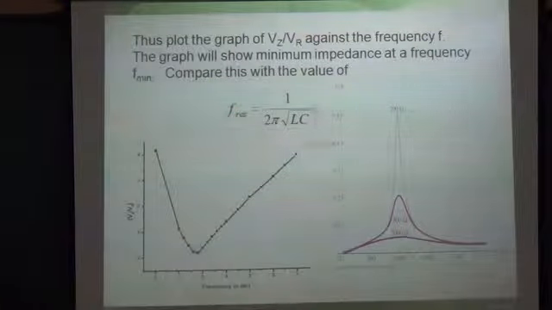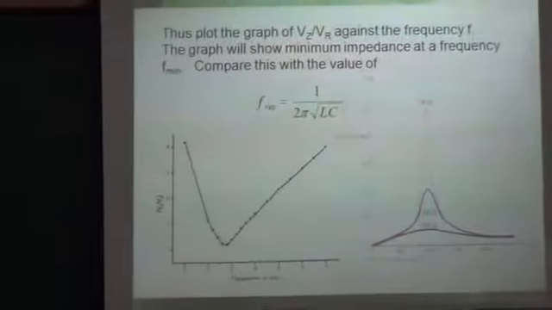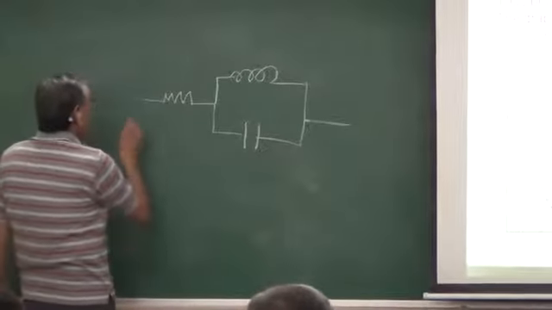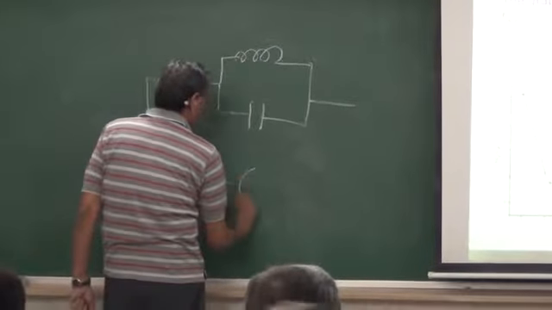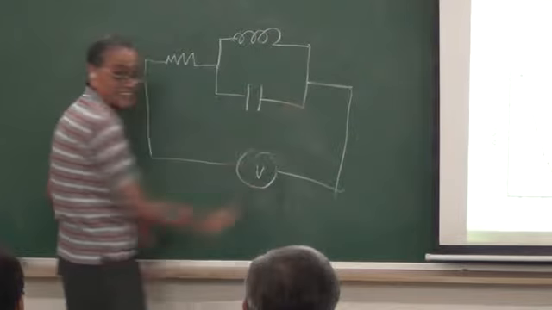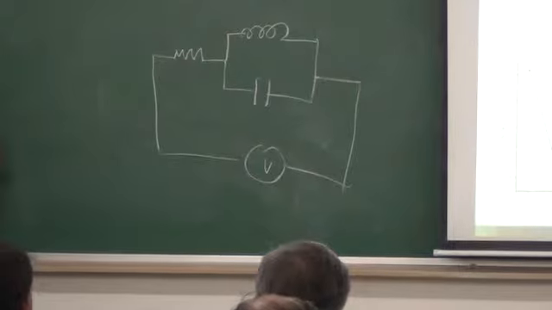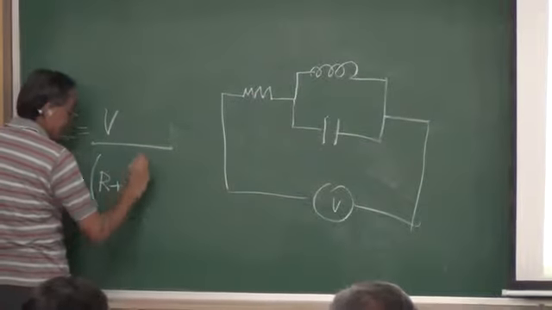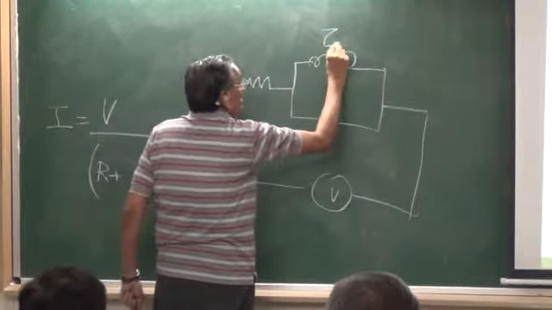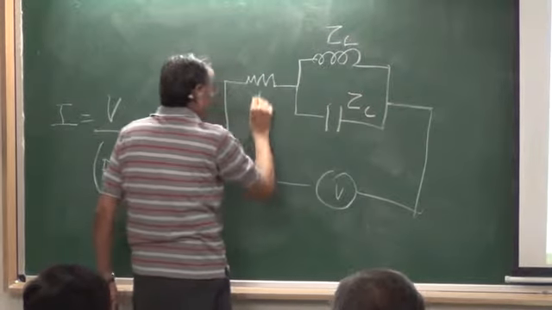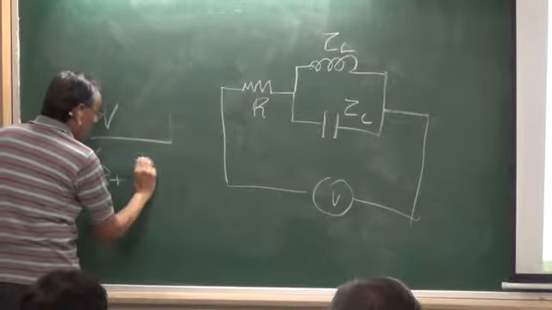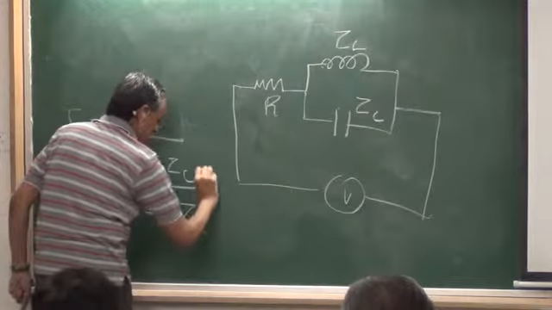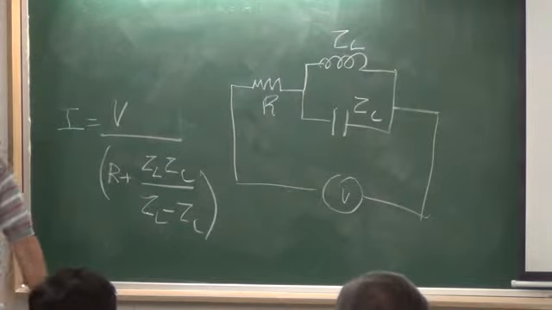you have R, and this is the circuit. What we are doing is applying a voltage V across the circuit. Total current I will be V by R plus ZL ZC by ZL minus ZC. This will be the current.